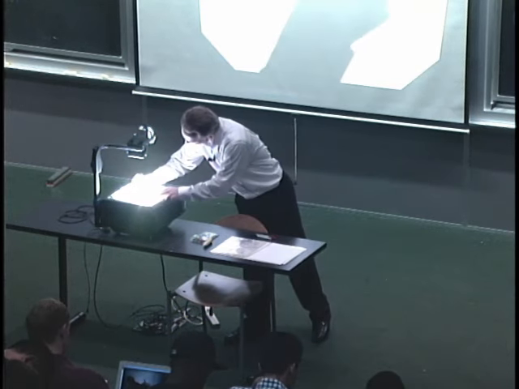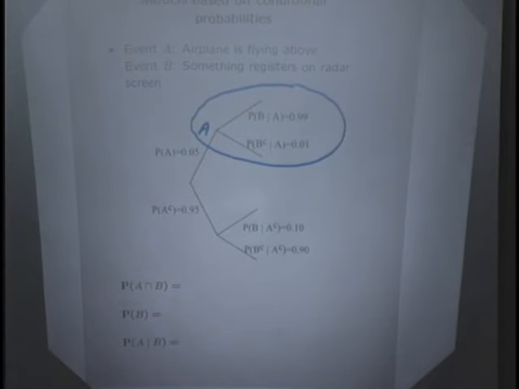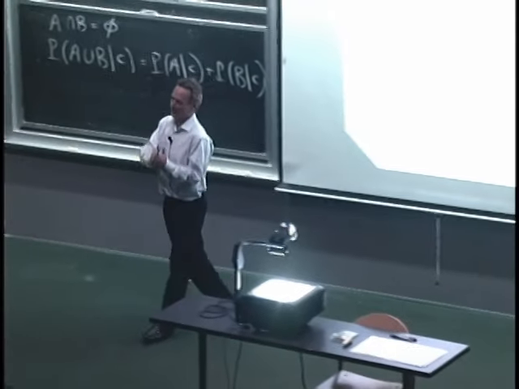Now you bought this wonderful radar that looks up, and you're told in the manufacturer's specs that if there is a plane out there, your radar is going to register something, a blip on the screen, with probability 99%. And it will not register anything with probability 1%. So this particular part of the picture is a self-contained probability model of what your radar does in a world where a plane is out there.